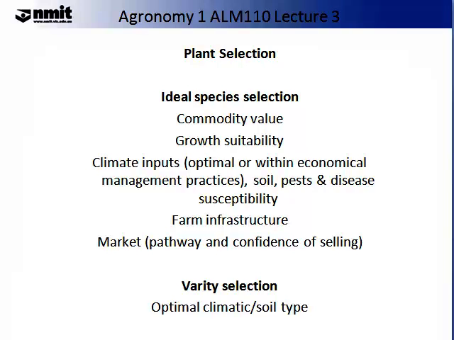Farm infrastructure is also another important component in choosing a crop. And finally, the market. That is, the pathway and confidence of selling. The variety selection, once you have chosen your species, tends to be geared around the optimal climate, soil type, and disease susceptibility.